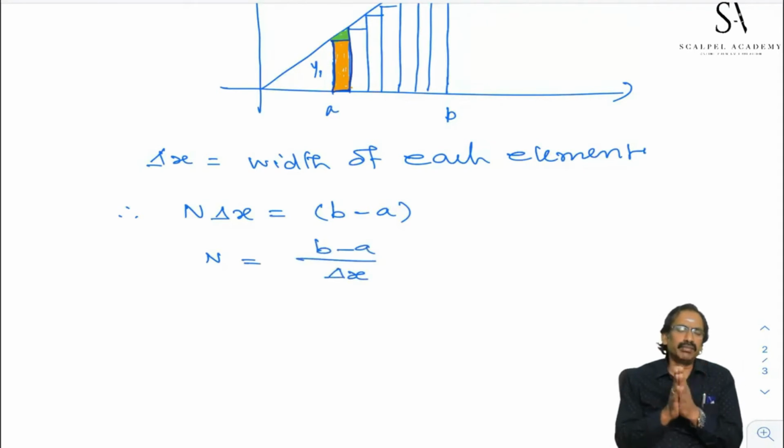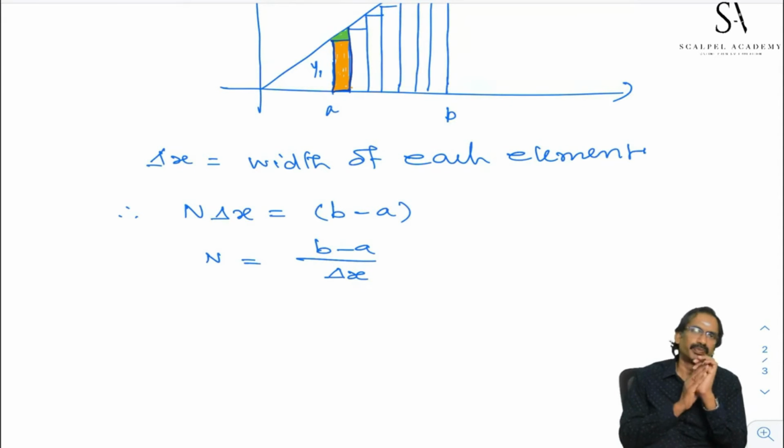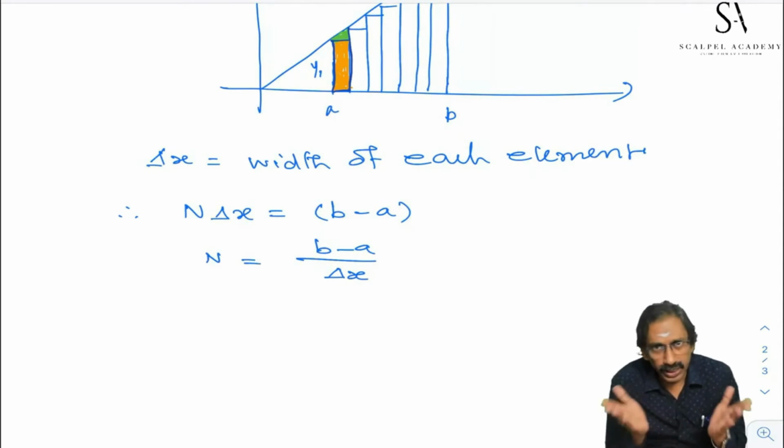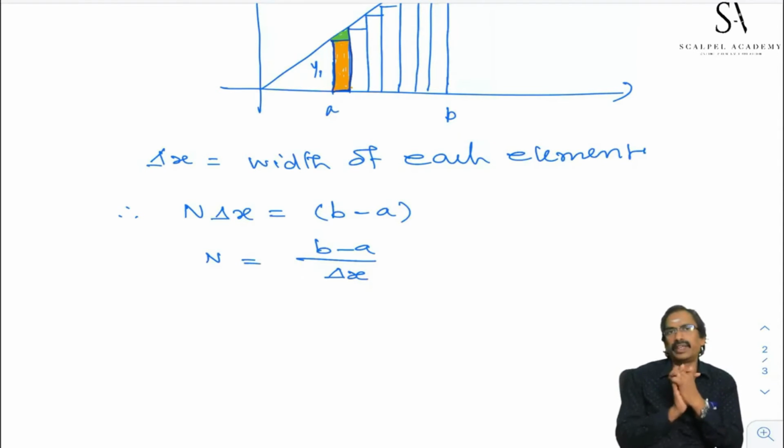Remember, the more the number of elements, the less the width delta x. Or, the less the delta x, the more the number of elements you can get. If you go for more elements, each element will be in a simplified, regular, geometrical shape in our problem. Okay, what is the area of the first element?